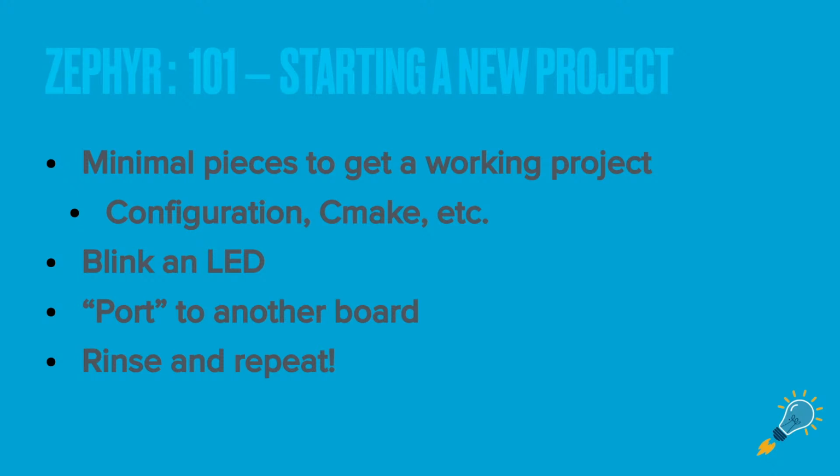We're going to configure the minimal pieces to get a working project. These are the things that I've talked about over and over again, but we're just going to put in the minimal pieces so you can at least get to a compilable example. This is configuration, CMake lists, Kconfigs, things like that. We're blinking an LED. We're using one of the off-the-shelf samples that's provided inside Zephyr, and I was just copying and pasting the parts that are important. We're going to port it.